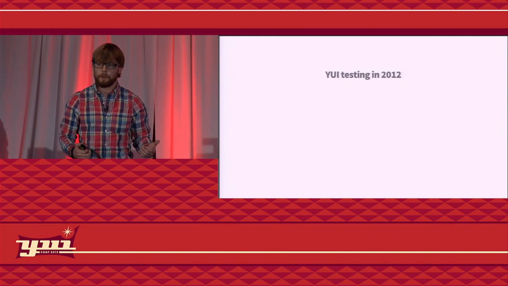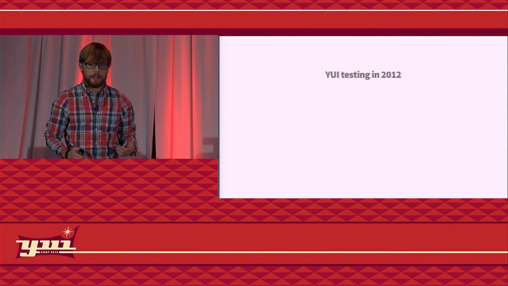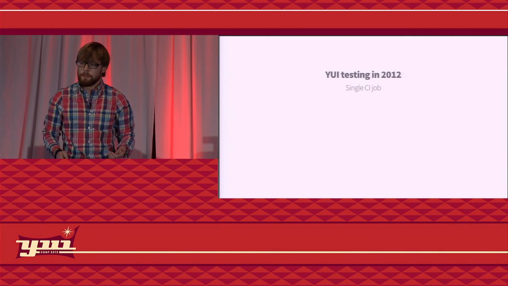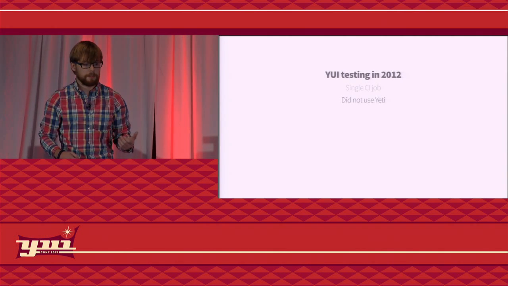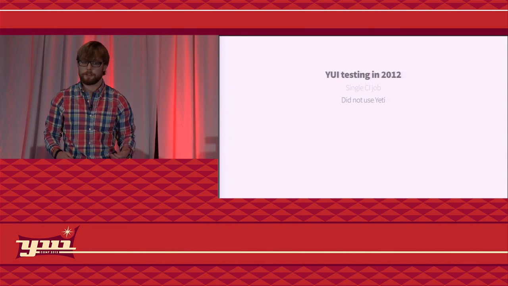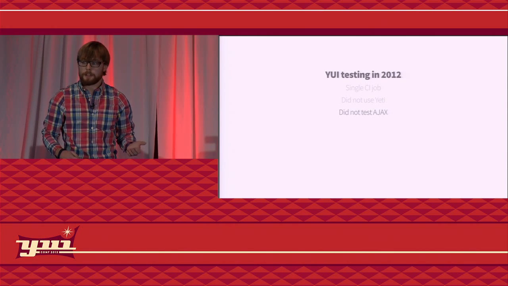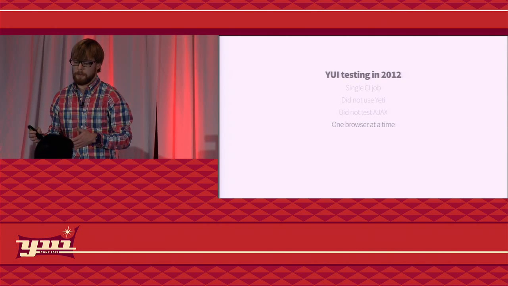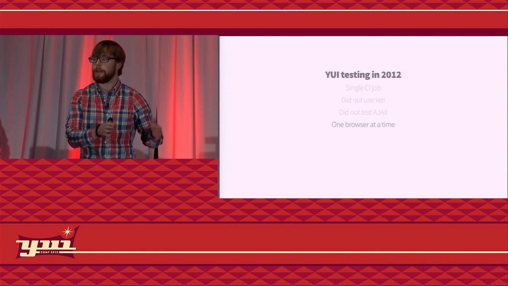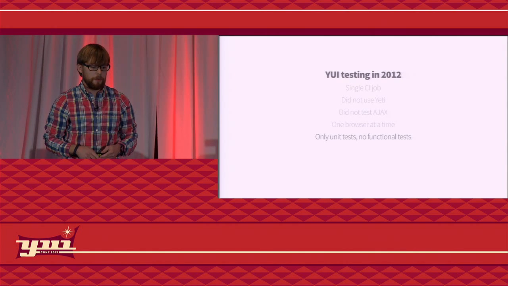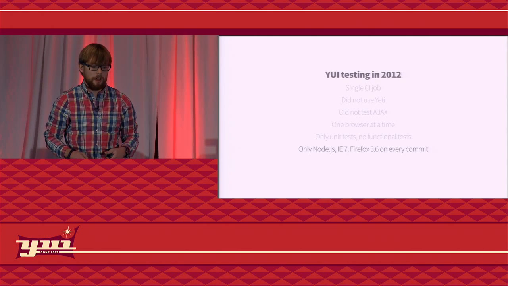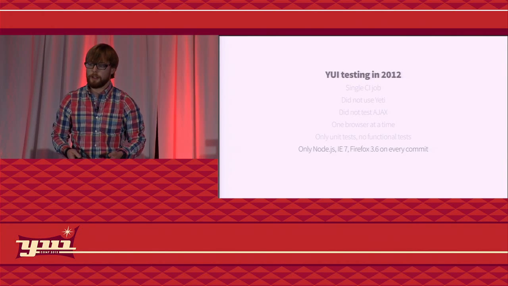But to go over where we were a year ago, it was not so great what we were doing for testing YUI. We had a single CI job, which is simple, but had problems. We didn't use Yeti. We were using something else. We didn't test Ajax, so things like I/O had to be tested by hand. One browser was tested at a time, so in CI one browser would have to run to completion, then go to the next one, then the next one. We only had unit tests, so no examples were being tested in an automated way, which is really painful. We only had 2 browsers and Node being tested in an automated way.